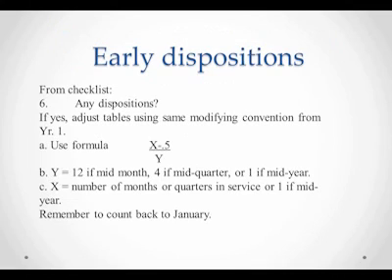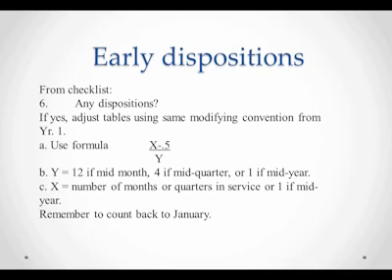So this slide is just a quick reminder of what happens when there's an early disposition. Use the same modifying convention going out that you did when you came in. You can use my little formula here or any other way that makes sense to you. Remember, buildings, our denominator is always 12. We count months. We count back to January. If it's mid-quarter, our denominator is a 4. Once again, we're counting back to January.